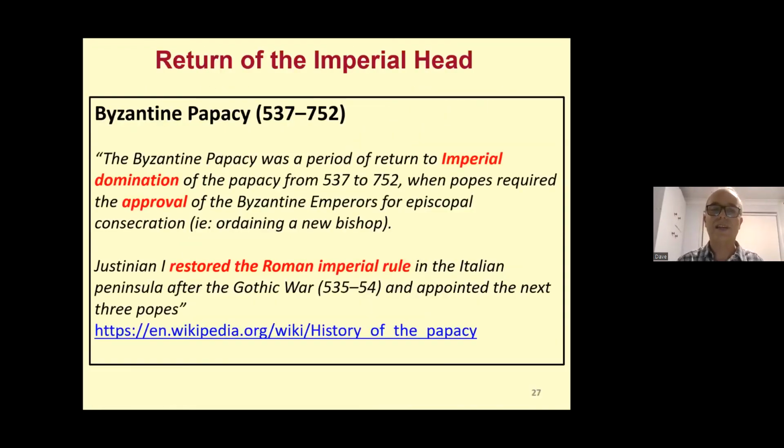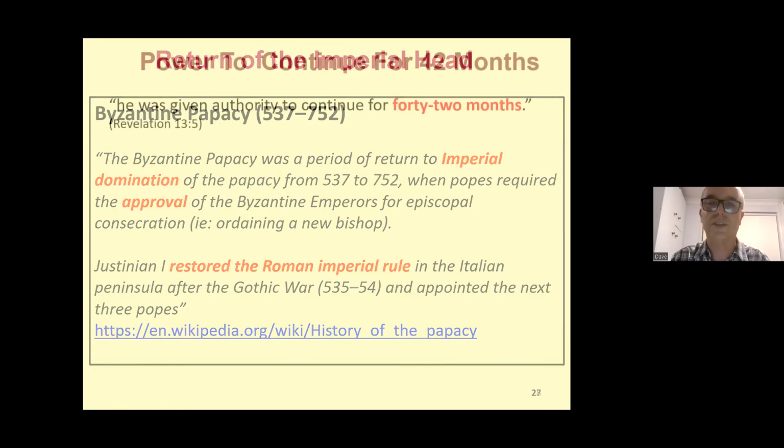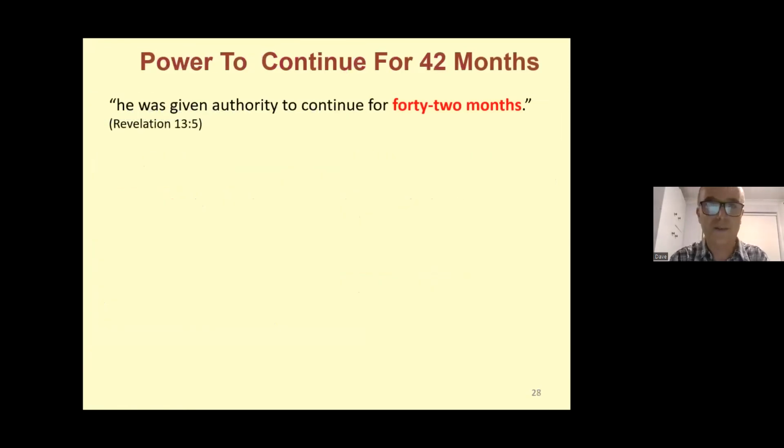And in a commentary, again from Wikipedia, he talks about this period as the Byzantine papacy. It says the Byzantine papacy was a period of return to imperial domination of the papacy from 537 to 752. And then he says Justinian I restored the Roman imperial rule in the Italian peninsula after the Gothic War. Look at that. I just find that incredible, all these from secular sources outside of Christadelphian writings.